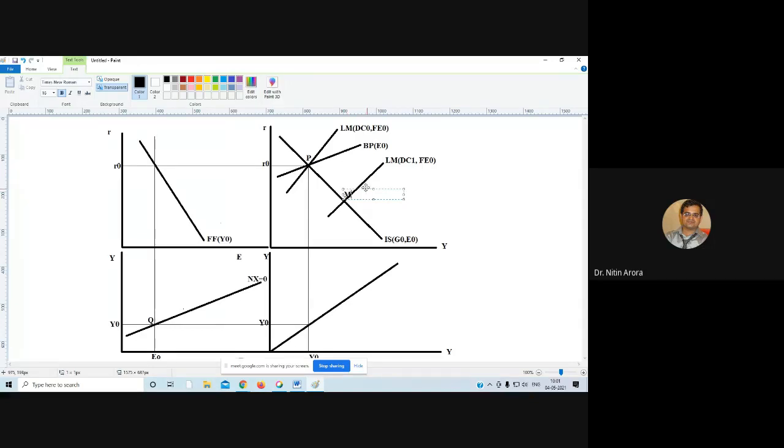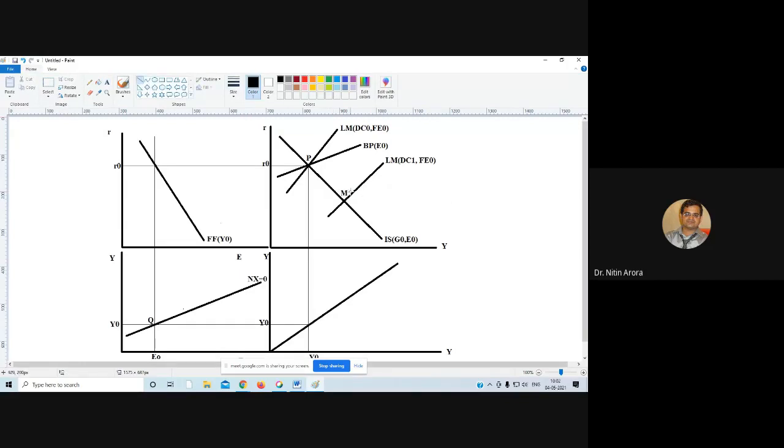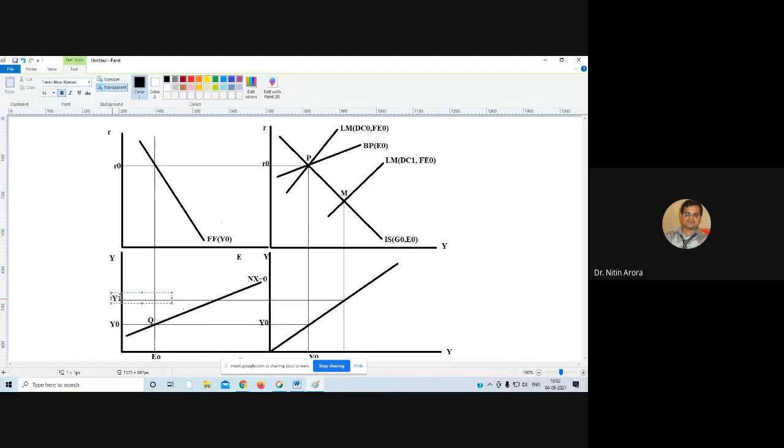Now point M is a temporary equilibrium because here IS and LM both are equal. But in this equilibrium, what is happening? I show you. Income rises at this temporary equilibrium, and the new level of income here is this much. With the same exchange rate, you have to talk about E0 and Y1 level of income. The combination is lying at point R.